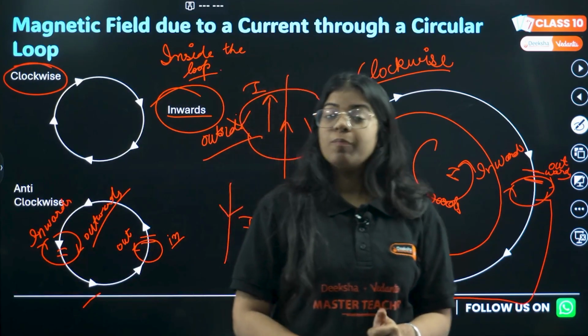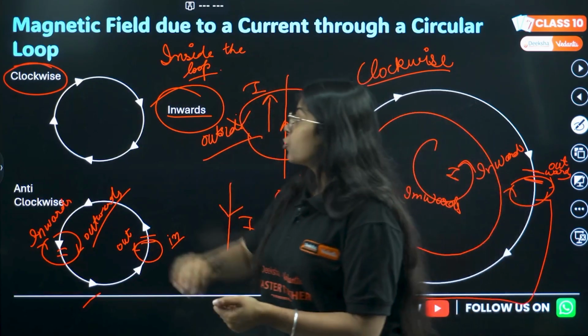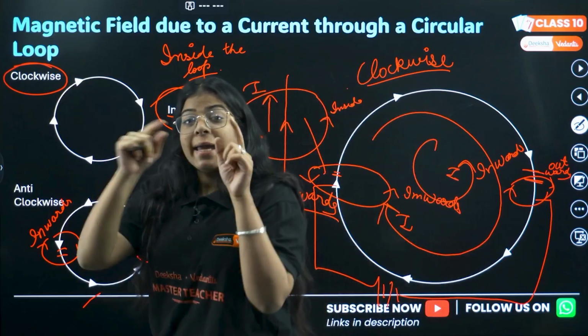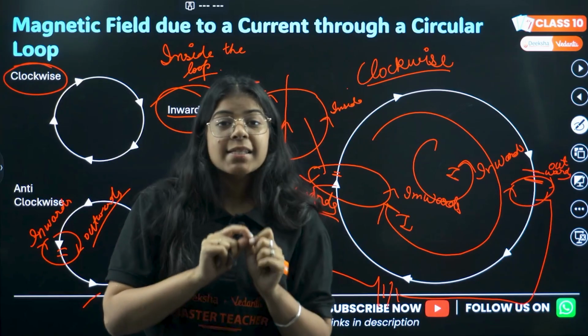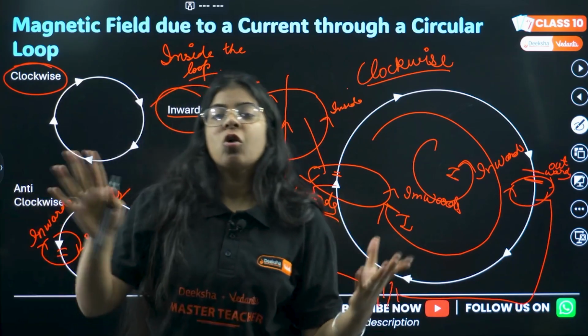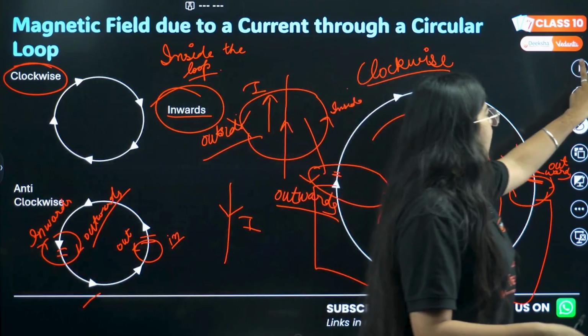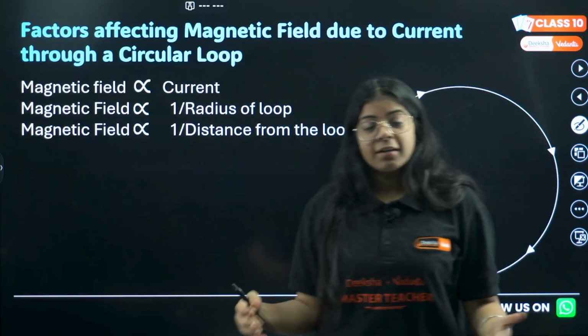First, it's a closed loop. Second, you should know either it's clockwise or anti-clockwise. Then you should know inside the loop. You should mention inside the loop, these are either inwards or outwards according to the direction of current, whether it's clockwise or anti-clockwise. Now we are done.